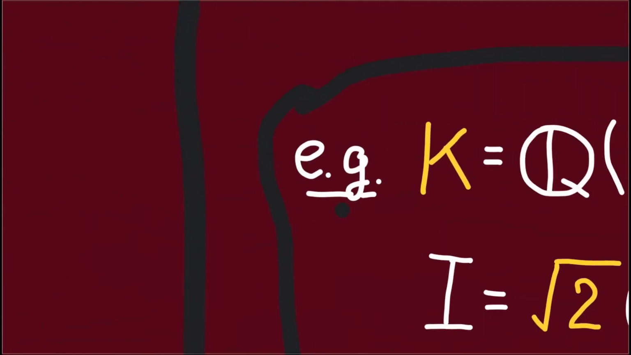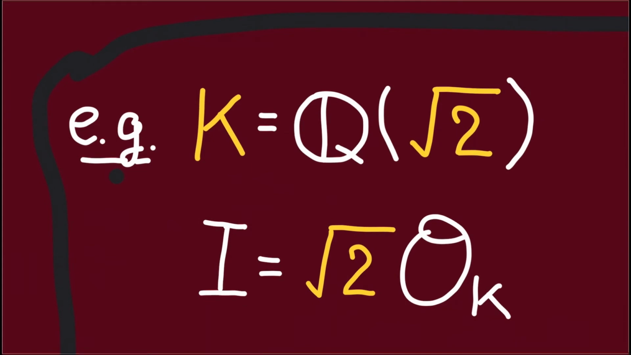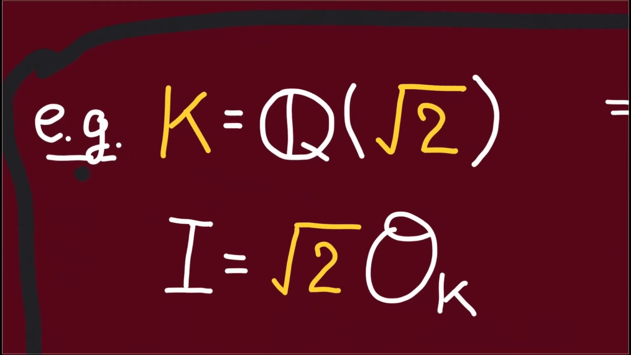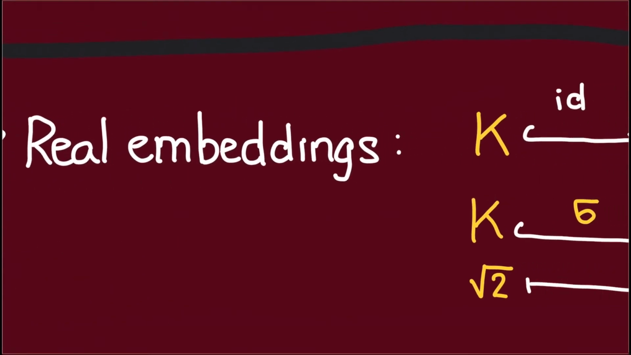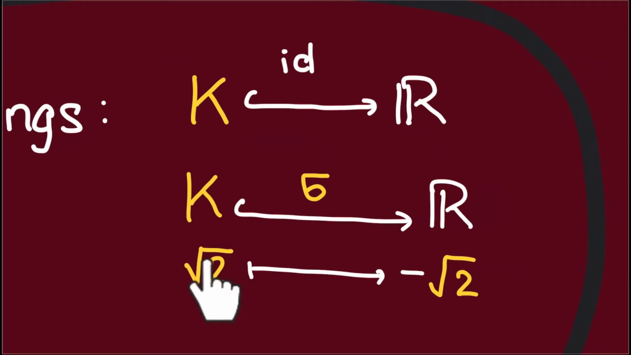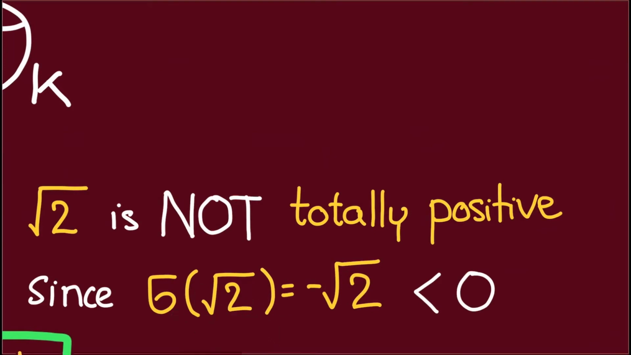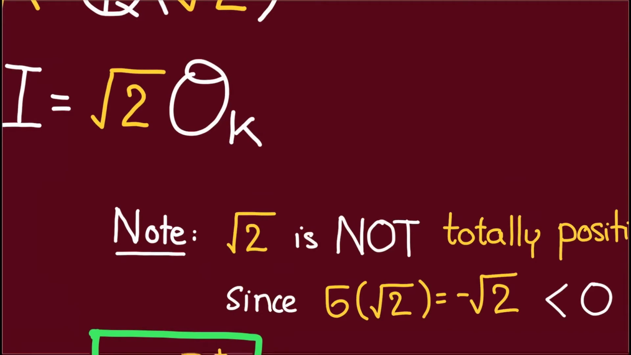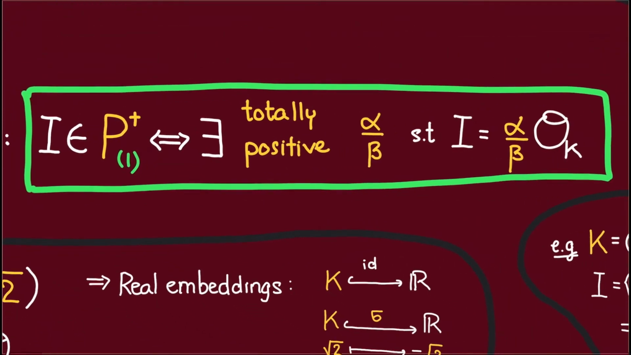Well, to figure that out, we must first determine what the real embeddings of K are. Now, since square root of 2 is a primitive element of K over Q, the real embeddings of K are all determined by where they send square root of 2, and we have two real embeddings. One is the identity, and the other one sends square root of 2 to its conjugate, namely negative square root of 2. From this, we immediately see that square root of 2 is not totally positive because its image under this sigma is negative. So then, does this mean that I is not in P_1^+?